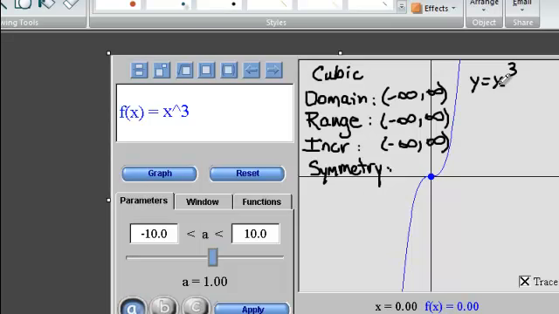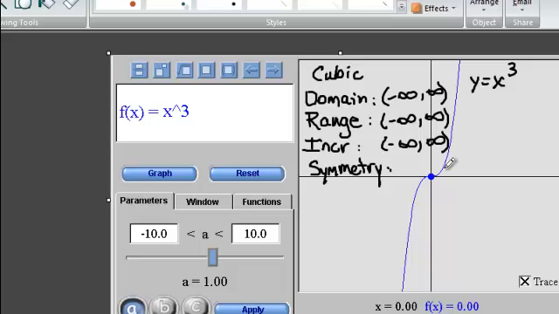Now, if my leading coefficient, which we're going to discuss in the next section, is negative, it's actually going to flip this, and we'll have something different. We'll discuss how those transformations occur. That's why we're going over all of these parent functions now.